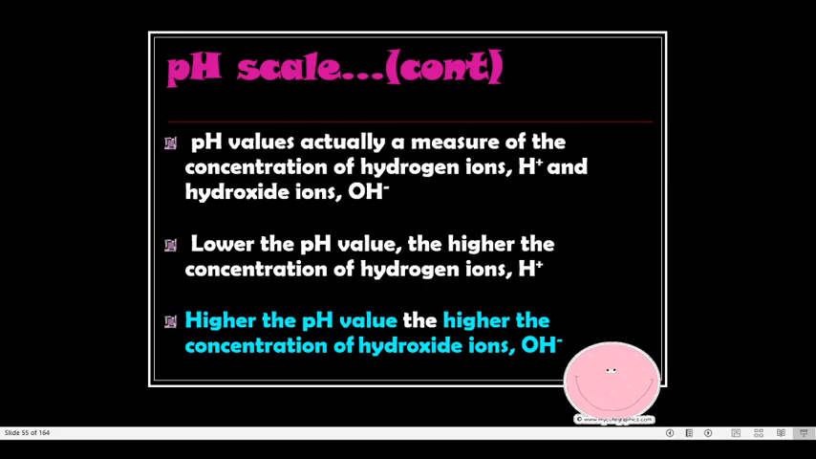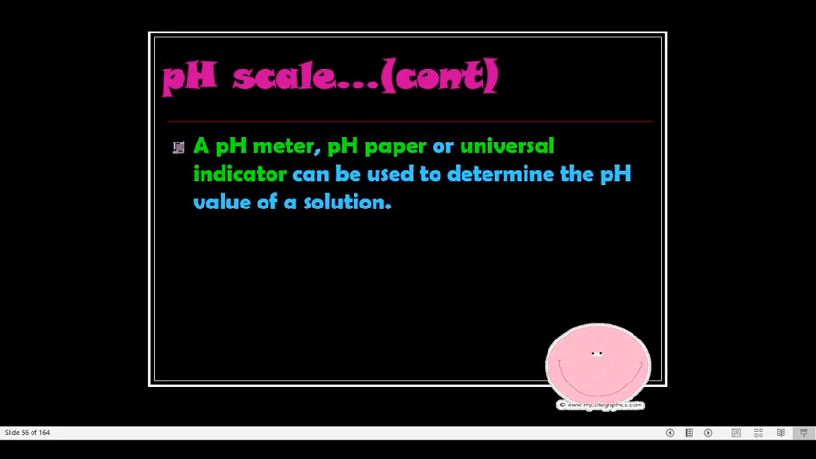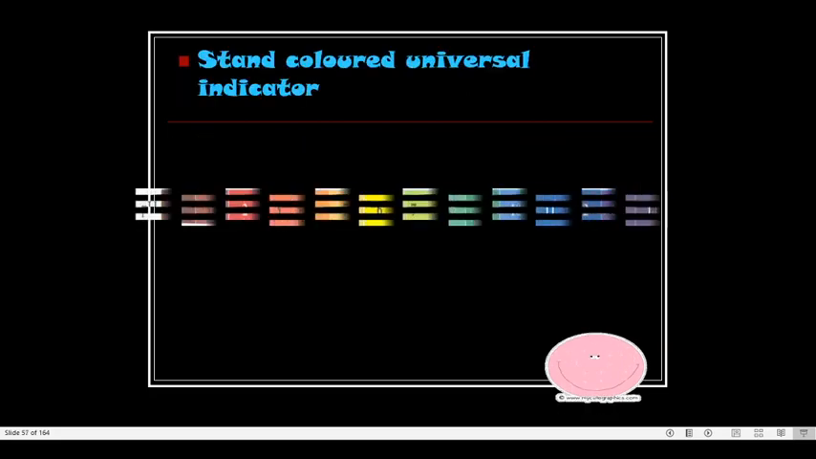Okay, the pH value actually measures the concentration of hydrogen ion. The concentration, maksudnya kepekatan, of hydrogen ion and the hydroxide ion. The lower the pH value, the higher the concentration of hydrogen ion, while the higher the pH value, the higher the concentration of hydroxide ion. In the lab we use the pH meter, pH paper or the universal indicator to determine the pH value of the solution.